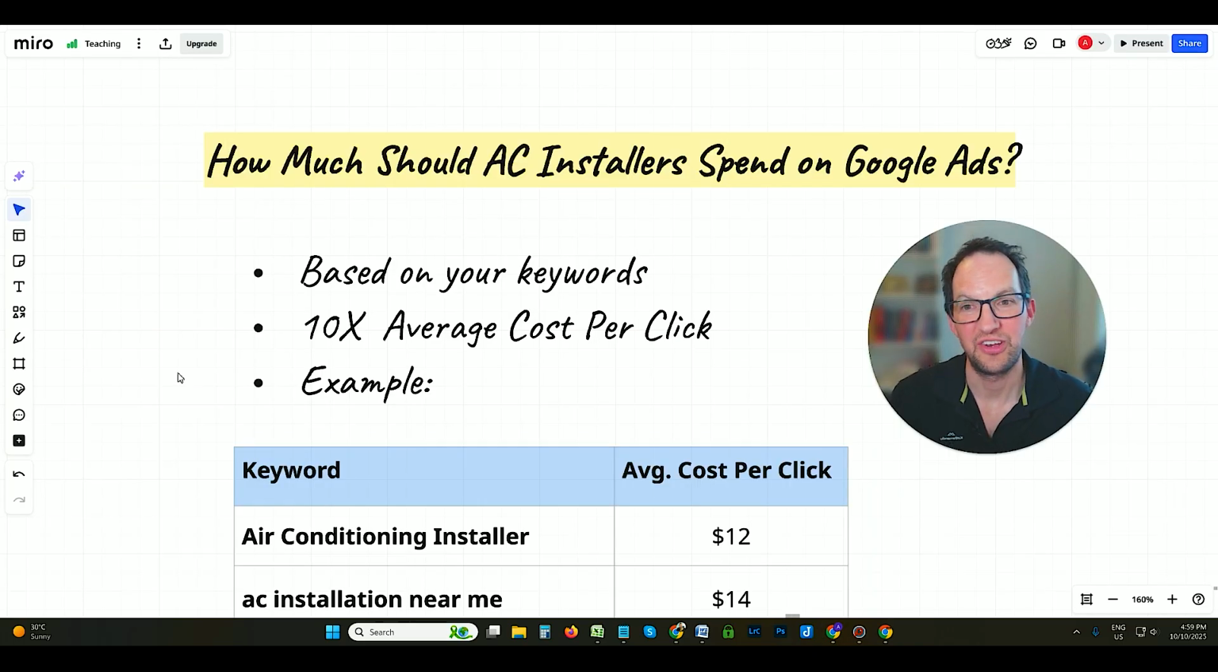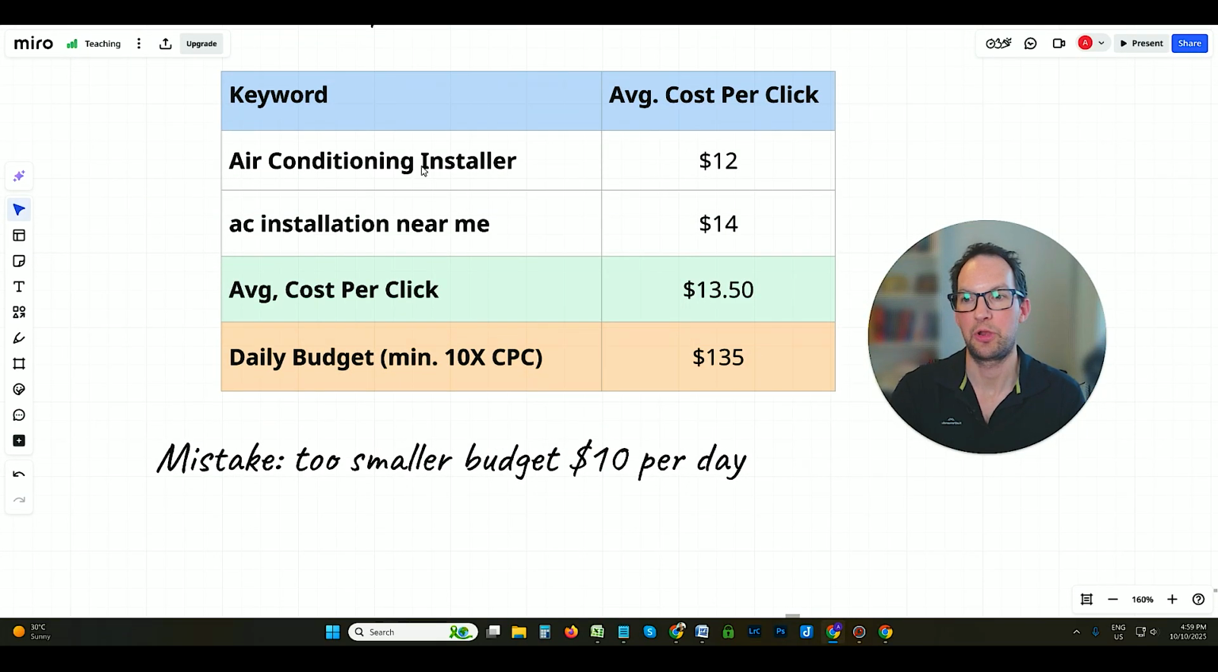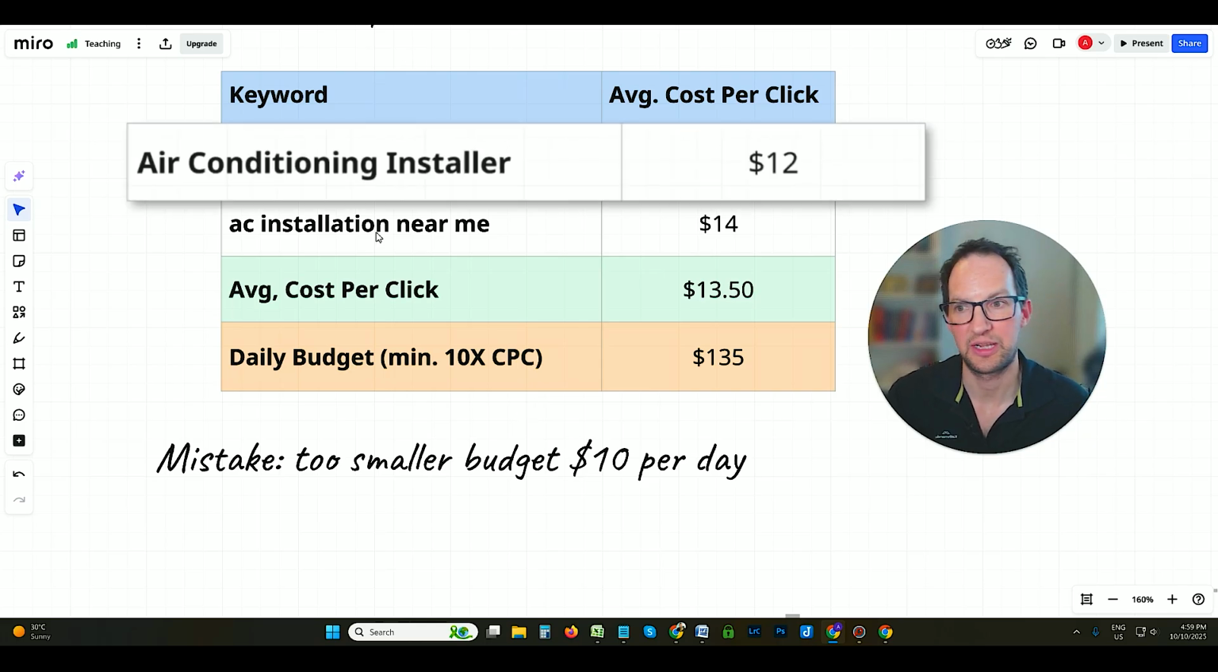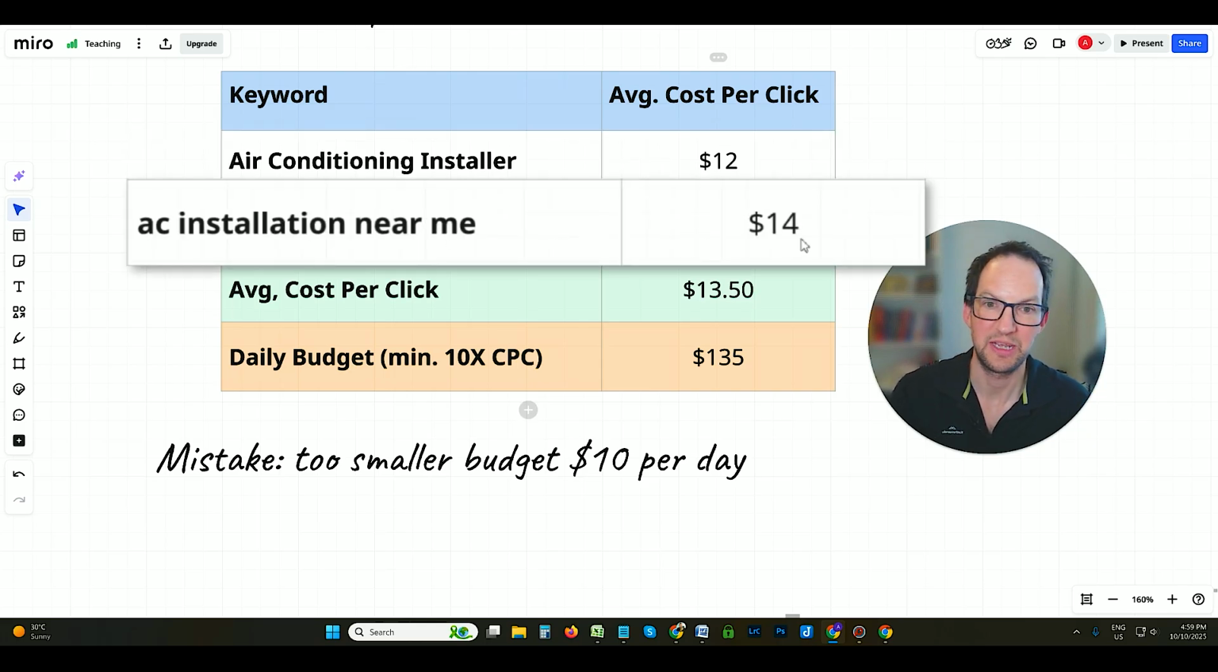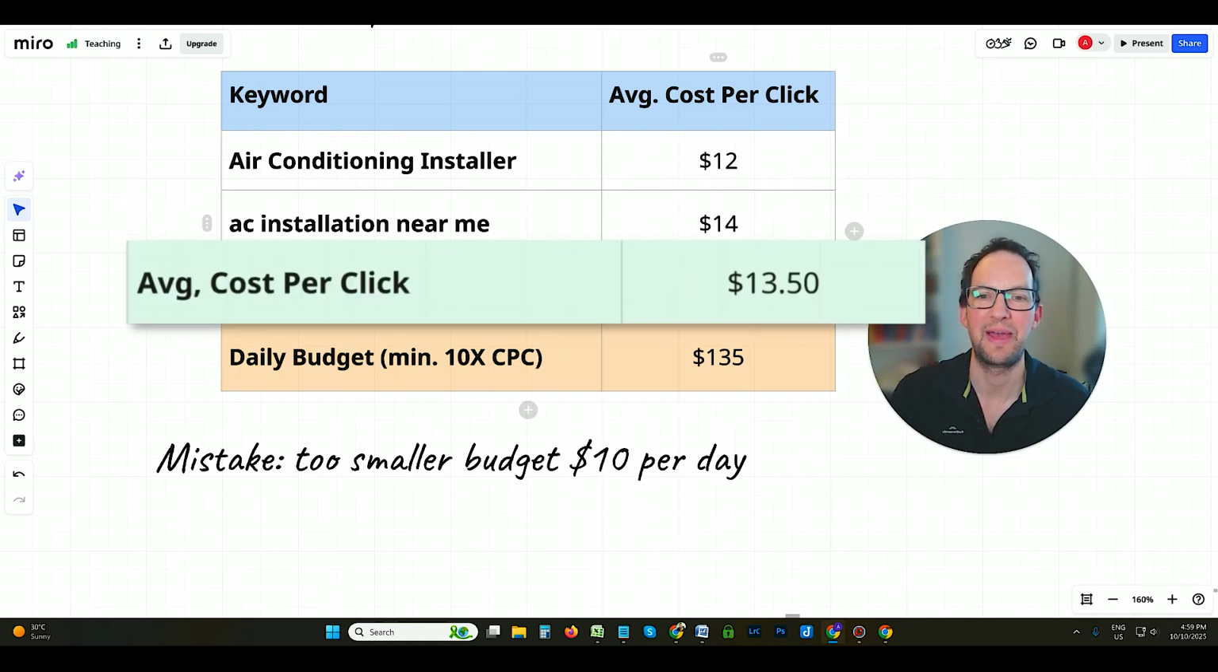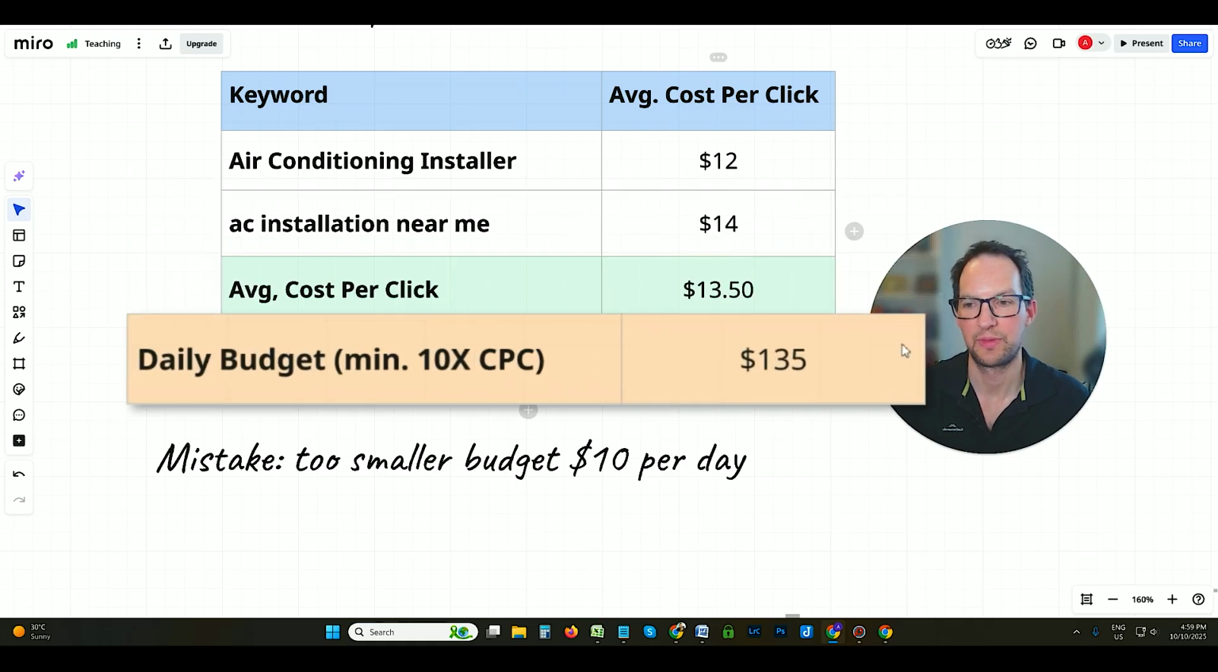How much should air conditioning installers spend on Google Ads per month? And this is going to be based on the type of keywords you choose. On average, or as a rule, you want to take 10 times the average cost per click as your daily budget. So for example, if we've got the keyword air conditioning installer at $12 a click, AC installation near me at $14 a click, if we average them out, we get $13.50. And if we times $13.50 by 10, we get $135 per day. And that's going to be your daily budget, the minimum amount.